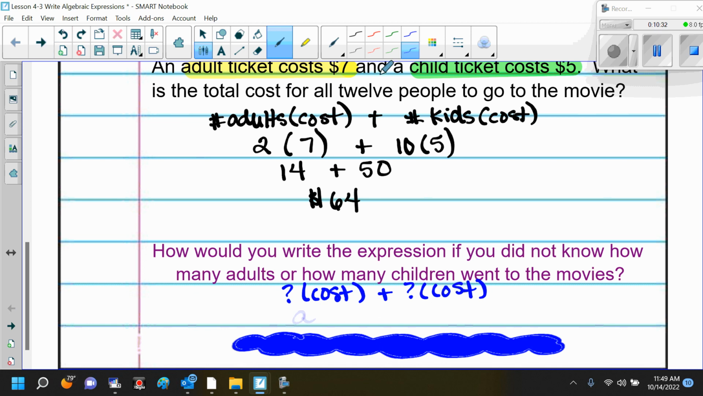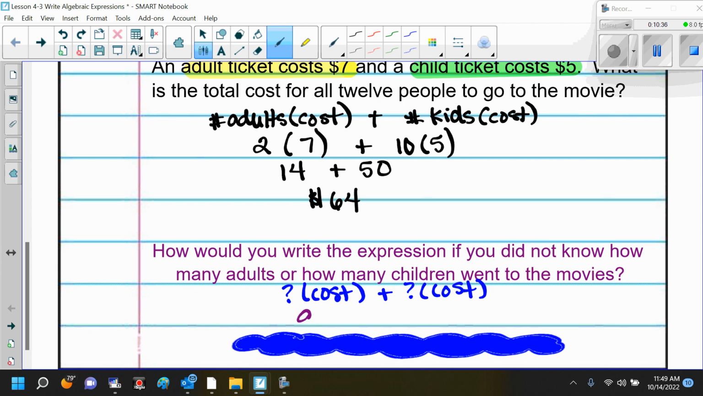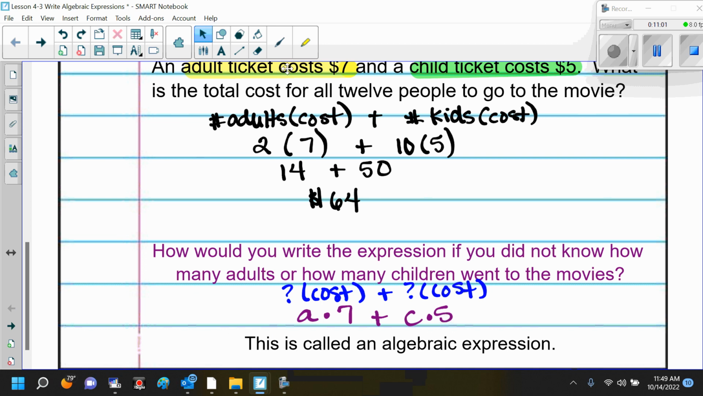Let's use A for the adults, the number of adults. So A for the number of adults times the cost, which is 7. Plus, if I didn't know how many kids were going, let's use C for children, and then what are we multiplying that times? Times 5. Is everybody with me on that? This is what we call an algebraic expression. Make sure you write that down. That is called an algebraic expression.